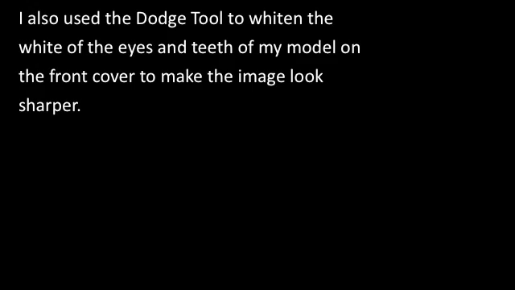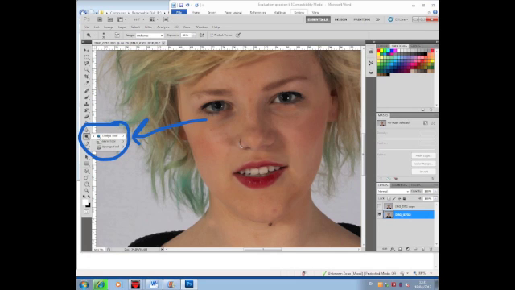I also used the dodge tool to whiten the white of the eyes and teeth of my model on the front cover to make the image look sharper, and to give that dazzling smile look of all the celebrities. Select the tool from the left hand toolbar and click on the areas you want to whiten.